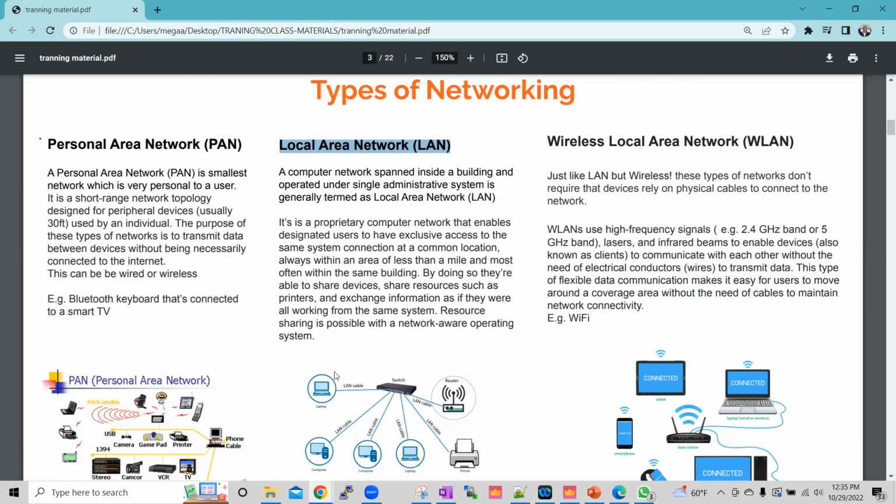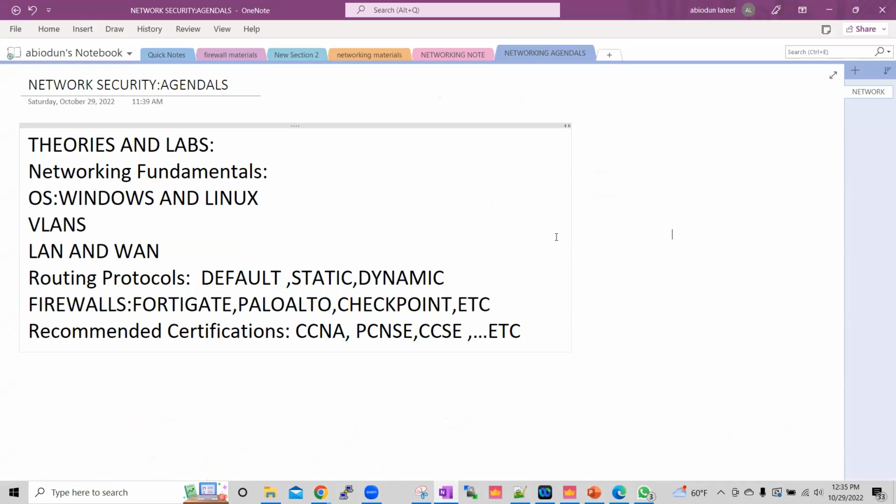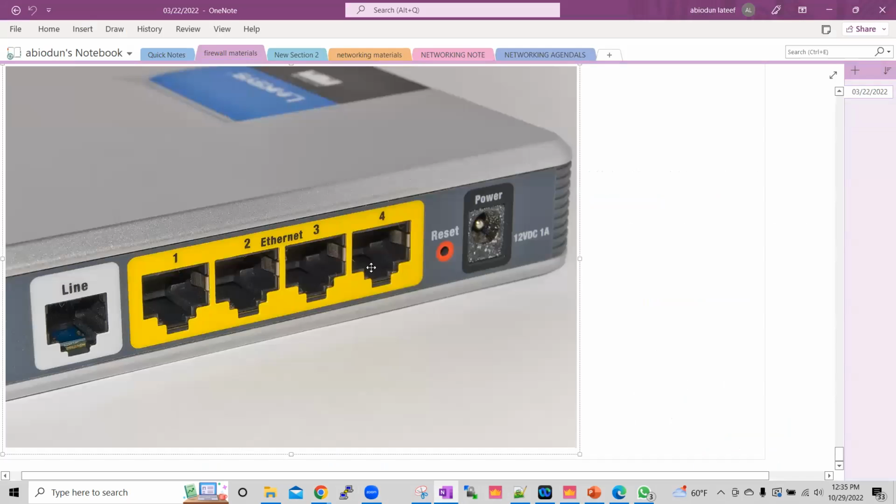Let me show you the image of the switch quickly. Where's that file materials? Can you see this? Can you see this one? If you can't see it, just send a message on the chat.